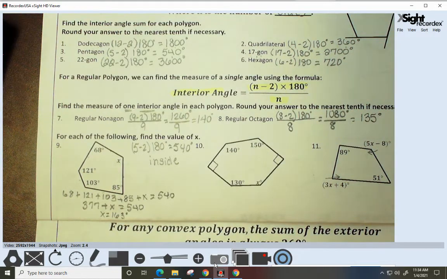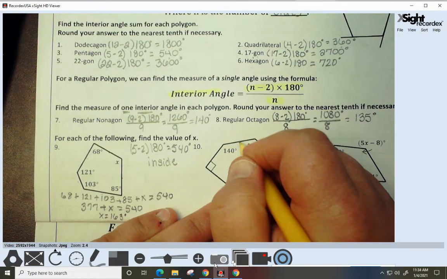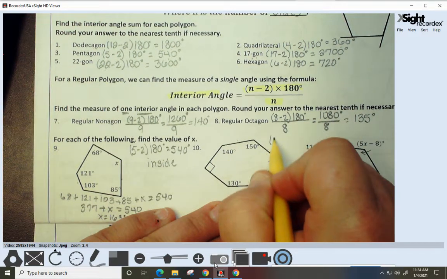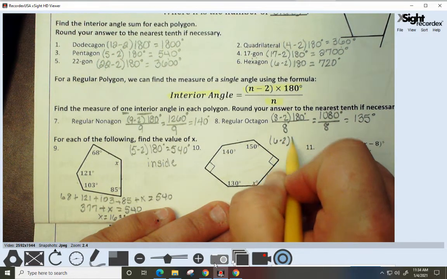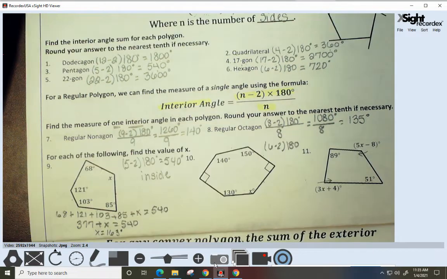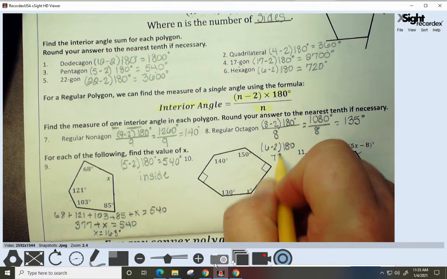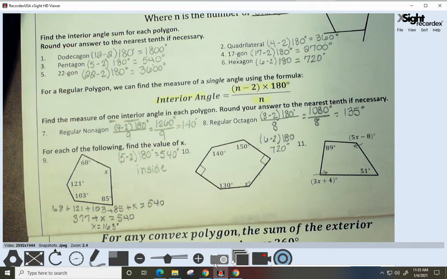I'm going to do the same thing for the second one there, number 10. I've got to know how many degrees is in the interior. So I'm going to count sides: 1, 2, 3, 4, 5, 6. So 6 minus 2 times 180 is going to give me 720 degrees for the interior.